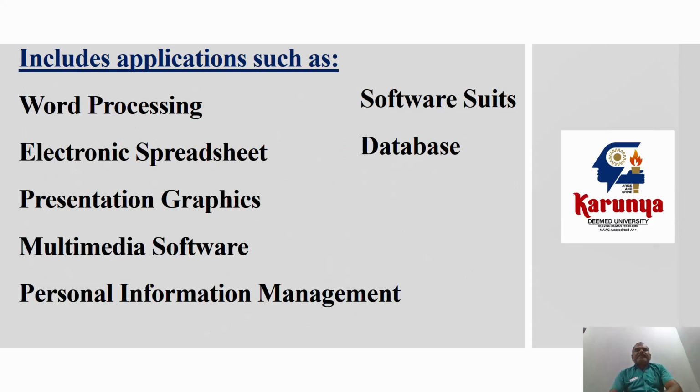This productivity software includes different applications. What are all the applications available in productivity software? Word processing, electronic spreadsheet, presentation graphics, multimedia software, personal information management, different kinds of software suites, and different kinds of database. These are all the applications included in productivity software.